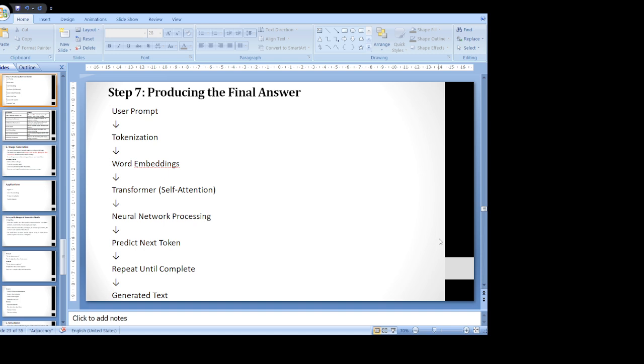Step seven is producing the final answer. Based on the user prompt, tokenizer and word embeddings, transformer self-attention, and neural network processing, the model predicts the next token, repeating until complete, and then produces the generated text. These are the main steps covered in text generation in Gen AI.